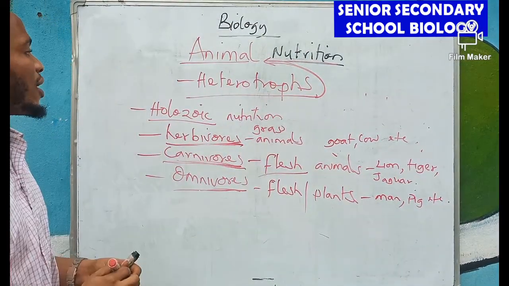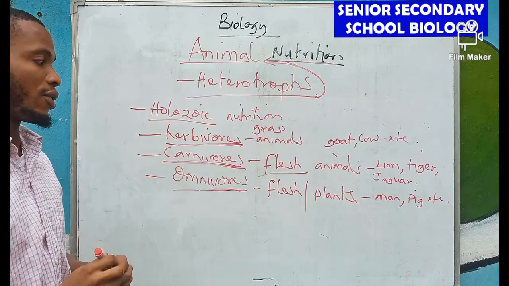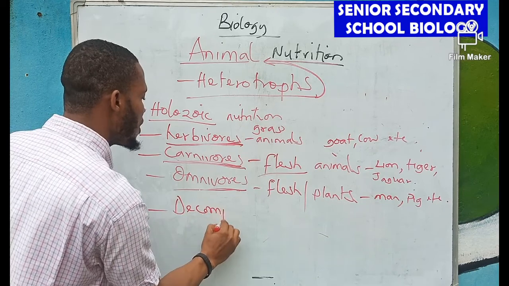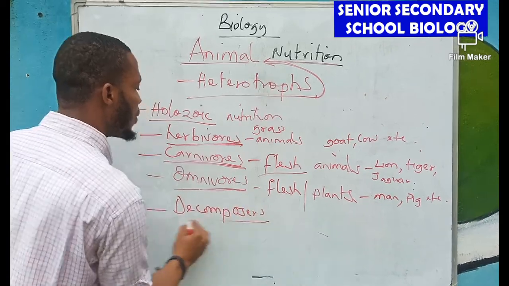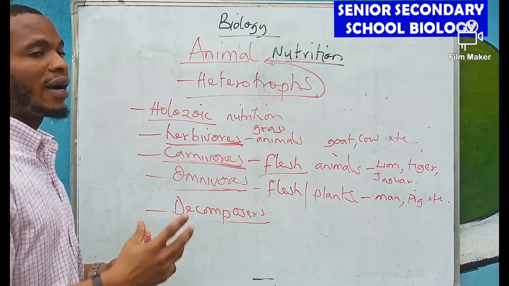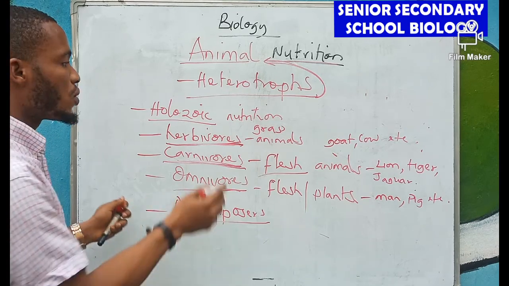Now, these are the three major types of holozoic nutrition that feed on solid food particles. In some texts, we also put what we call the decomposers. These are those organisms that break down carcass or flesh to produce nutrients for the soil. They break down carcass or other dead organisms to produce nutrients for the soil.